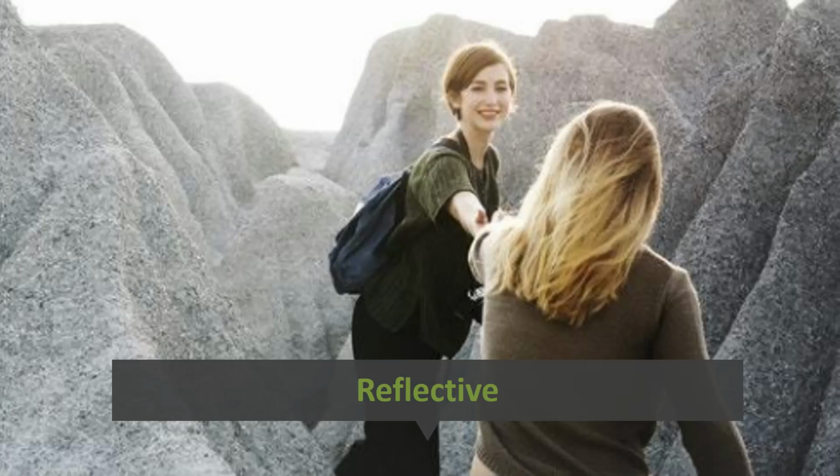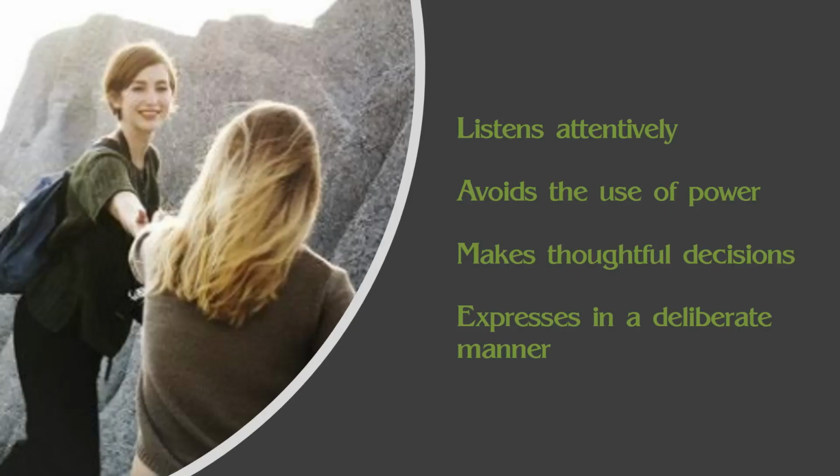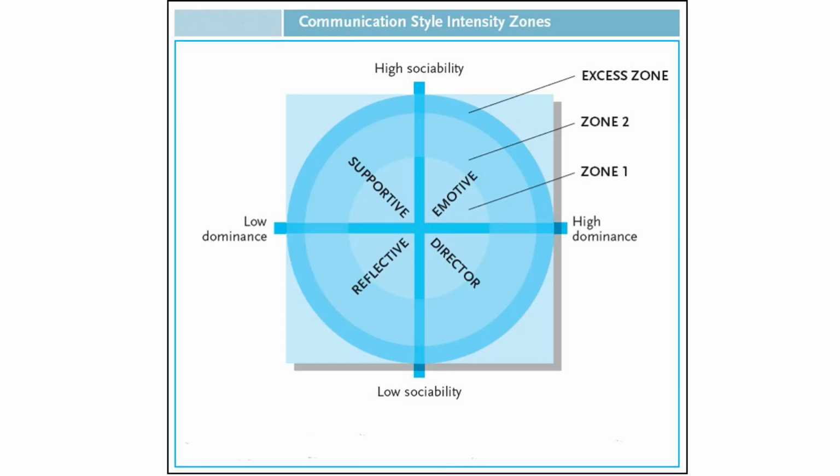And the last one is supportive. Supportives are high sociability and low dominance. They like to listen attentively. They avoid the use of power. They make thoughtful decisions, and they express themselves in a deliberate manner also. So there you have the four of them. Let's put them all together on a scale. And here you have them all: supportive, emotive, director, and reflective.